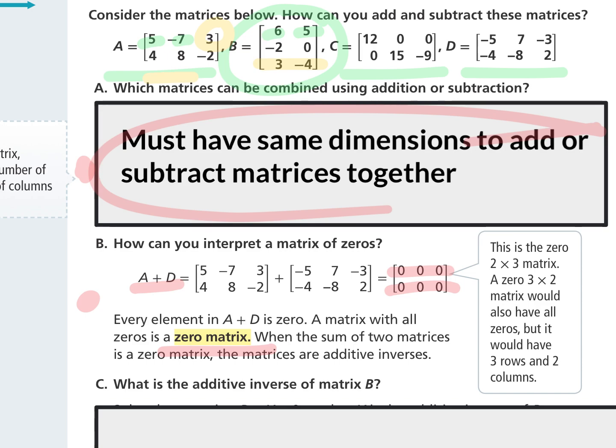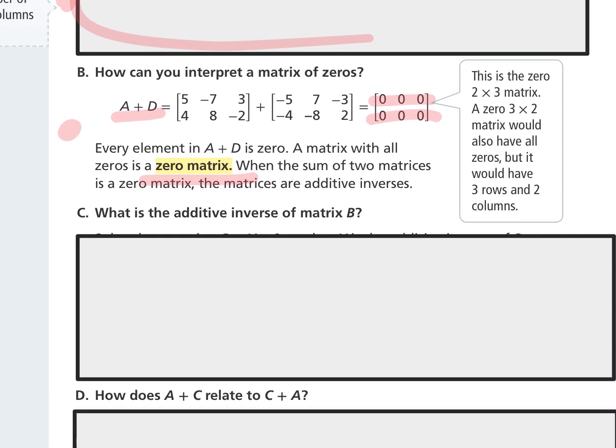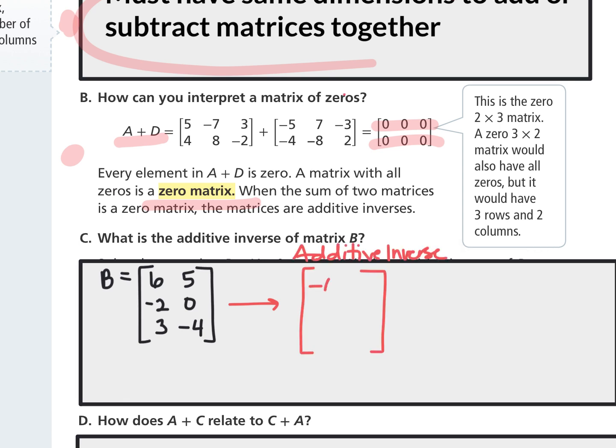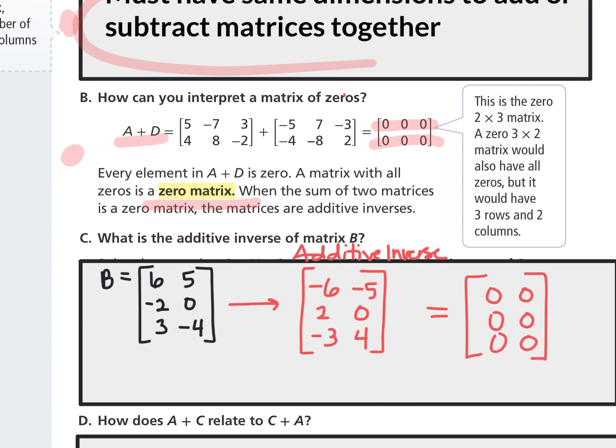All right, now we're going to talk about something called the additive inverse. So they want to know in this case the additive inverse of matrix B. And so the additive inverse is going to be basically what you would think of, the opposite of when you add. So the additive inverse here would be -6, -5, 2, 0, -3, and +4. Because when you add these two things together, you will end up with a zero matrix. So these things are the inverse of each other. Basically, they will cancel each other out. All right, so there's our third bullet point.